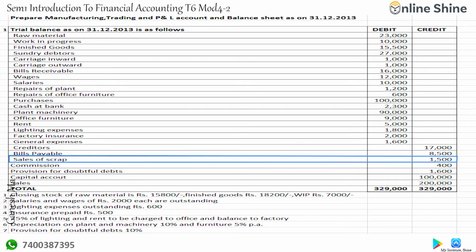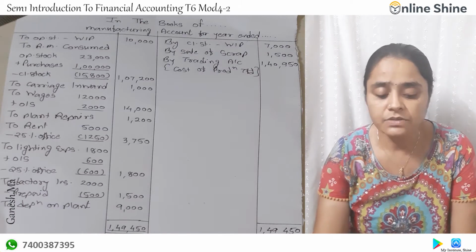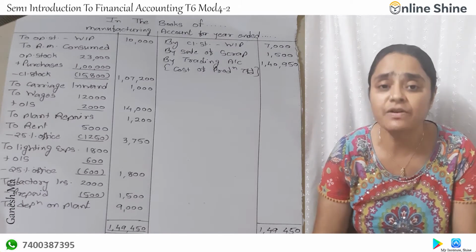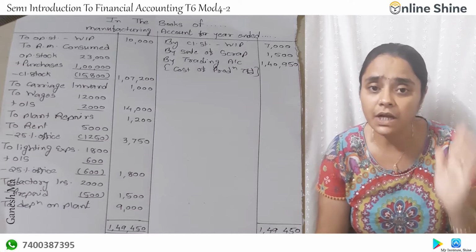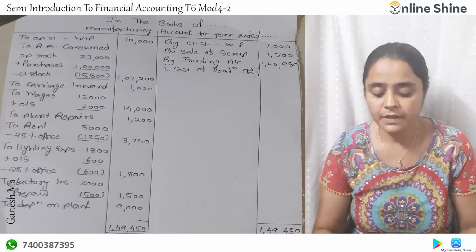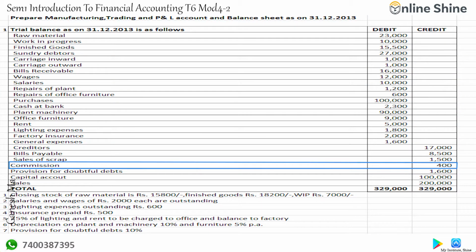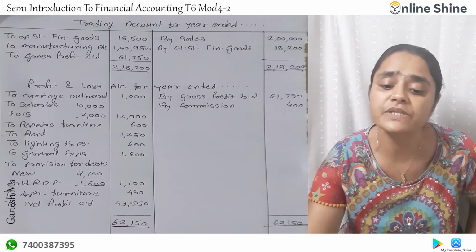Next one is sale of scrap. Scrap means whatever waste material has arisen. It is a part of your manufacturing account, but it is a part of your income. So it will come in your manufacturing account, credit side, sale of scrap. Understood? Yeah. Next one is commission, that is your indirect income. So it will come in your P&L account, credit side, commission rupees 400.